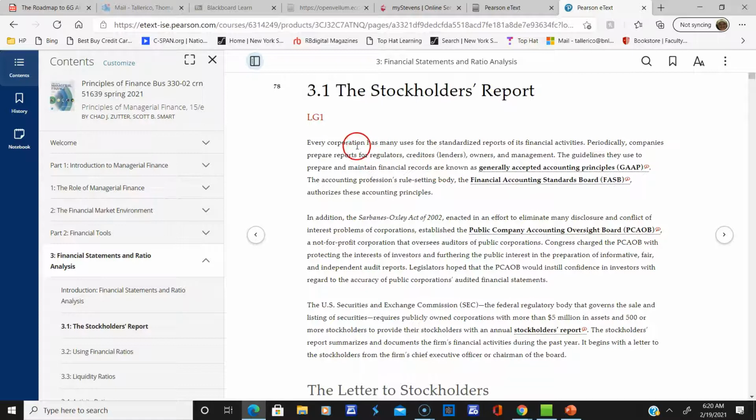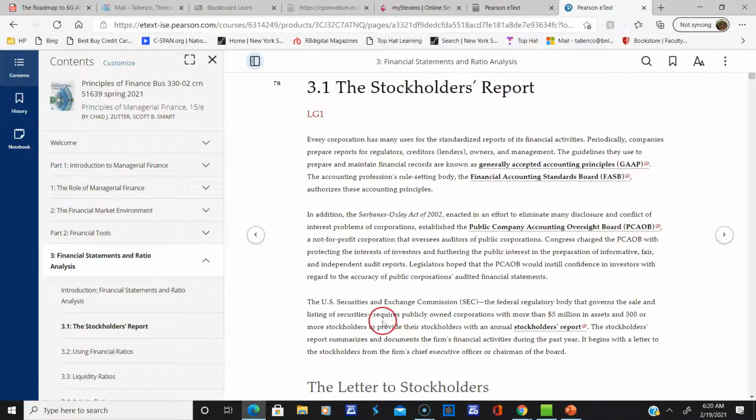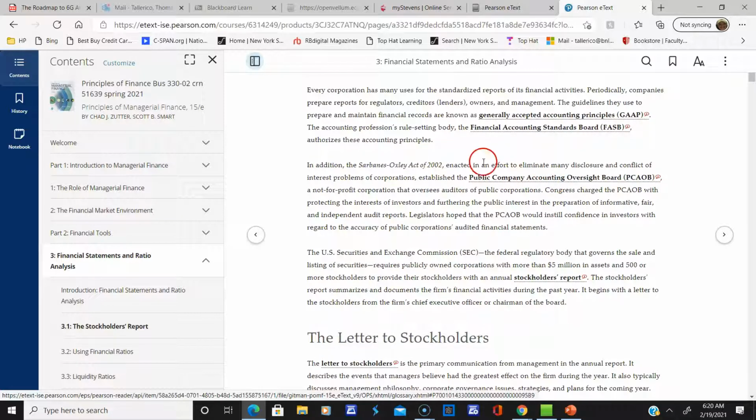The first thing we want to talk about, and it's usually up front, and this is what I look at, all right, is the Stockholders Report. It basically gives you a synopsis and maybe a graph, the letter to shareholders, how the company is doing, all right? So in the Stockholders Report, it uses standardized financial information, otherwise known as generally accepted accounting principles, and it follows the rule-setting body known as the FASB, Financial Accounting Standards Board, all right?